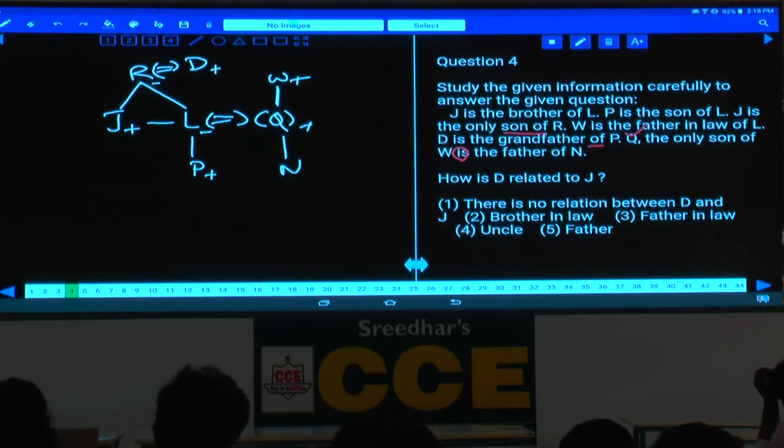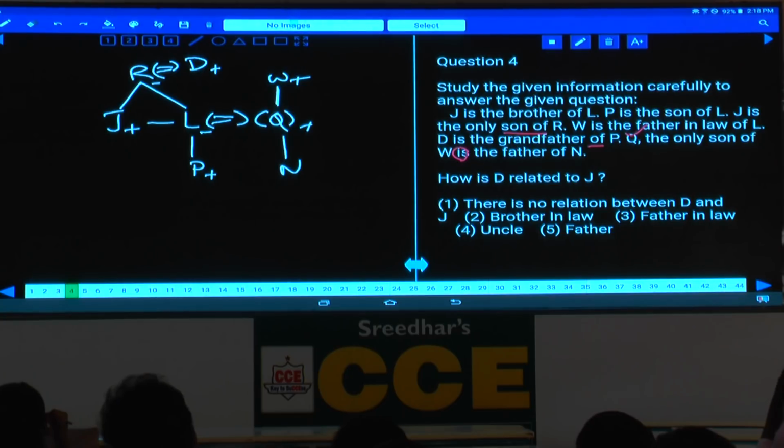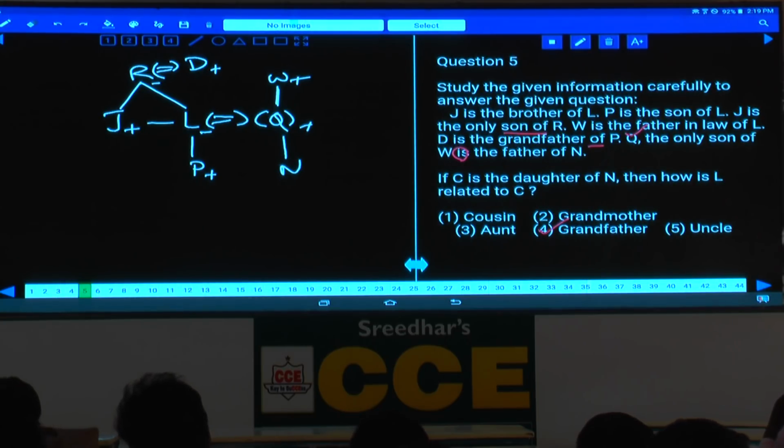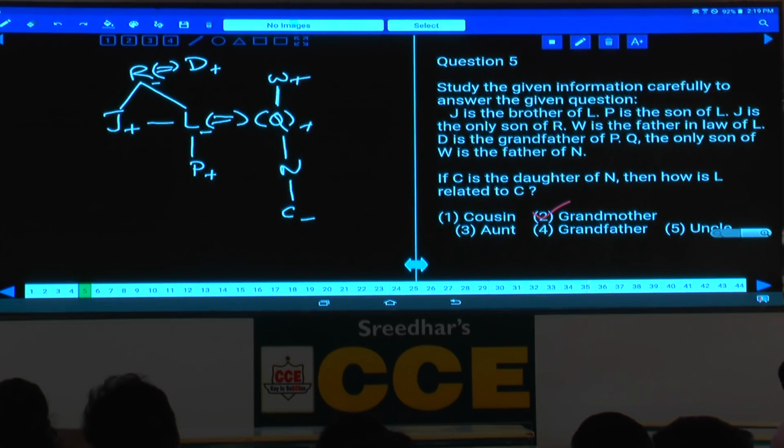Then question number 4. How is D related to J? J's mother's husband, that is father. Question number 4, it is choice 5. And the fifth one, if C is the daughter of N, C will be somewhere here. Then how is L related to C? Now L is C's grandfather's wife, that is grandmother, that is choice 2. Question number 5, it is choice 2.